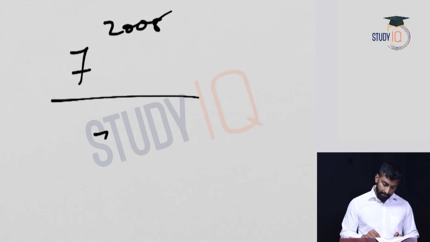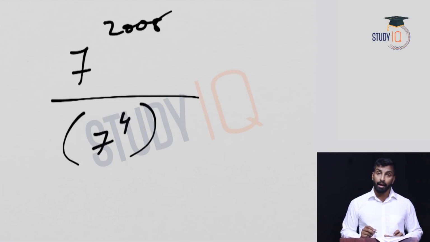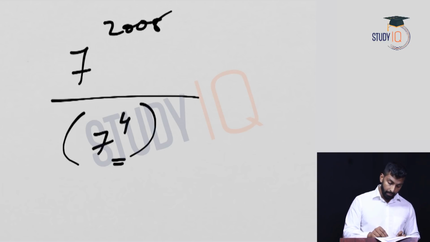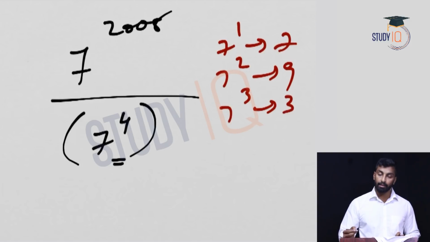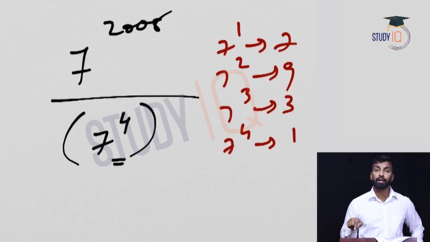So I need to make it as 7 raised to 4, so that I know this number is going to end in 1. Why? Because 7 raised to 1 is 7, 7 square is 49, so the last digit is 9, 7 cube has last digit 3, and 7 raised to 4 is 3 into 7, which ends in 1. Why am I doing it? Because I know the method for finding the last 2 digits of a number ending in 1, right? If I know the previous digit also. What is that?